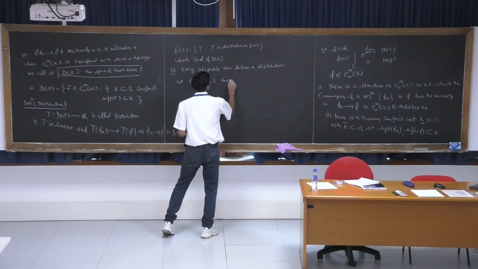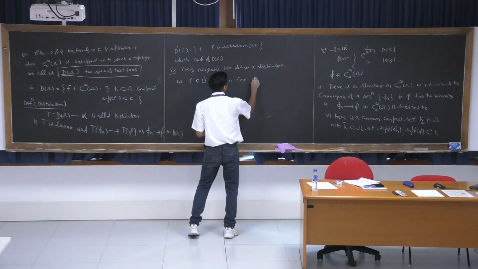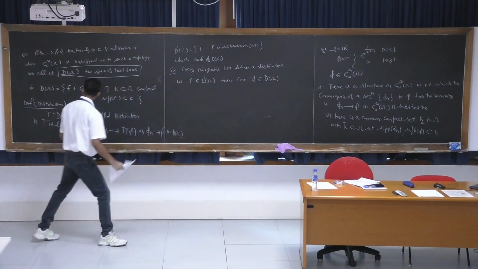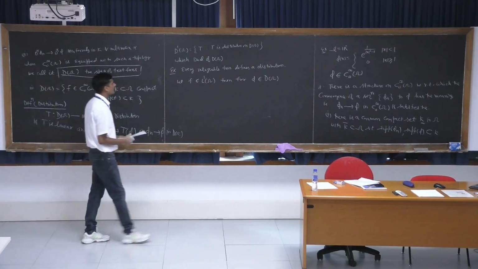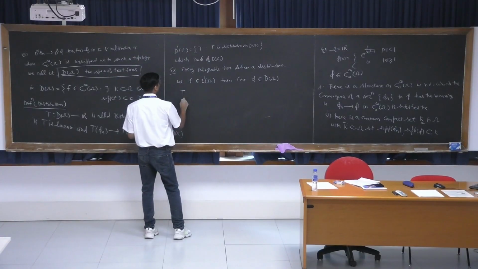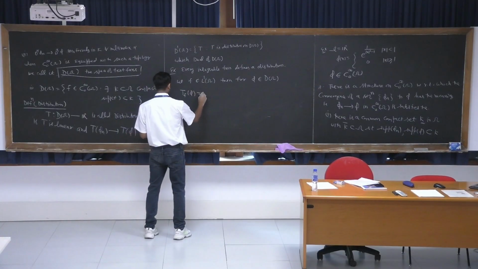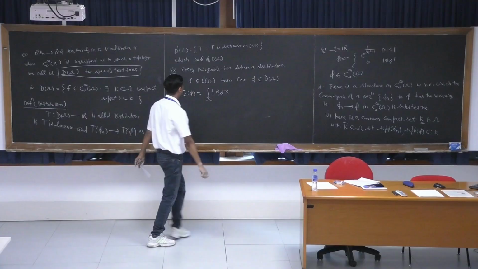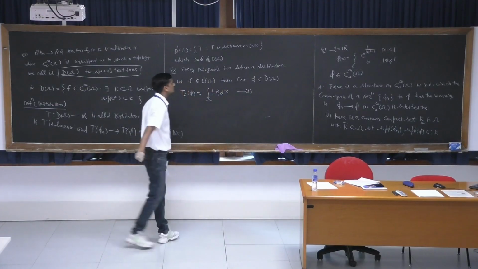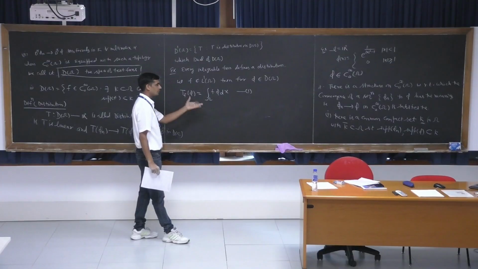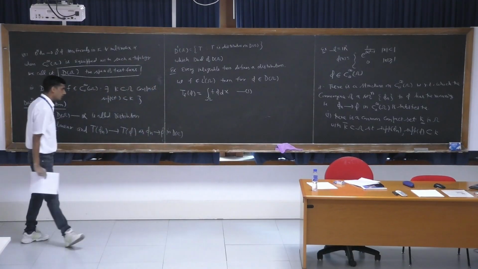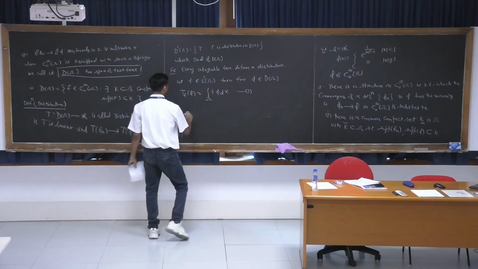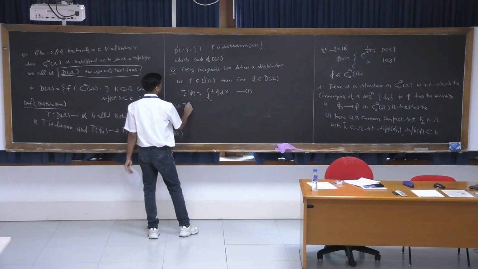And then for phi, I am taking phi belonging to D of omega, which we already know, and define a mapping T f of phi equal to the integral of f phi dx. Say this is 1. Okay, I have defined this. So I have to prove that this is a distribution. For a distribution, you have to prove that T is linear.